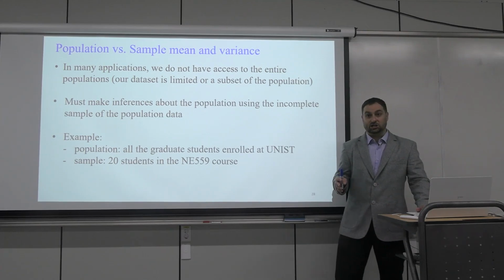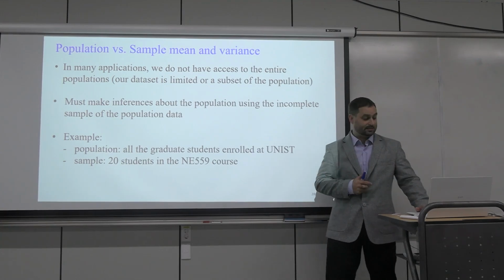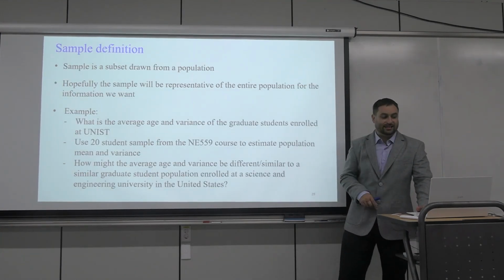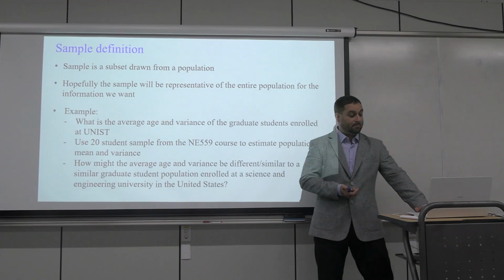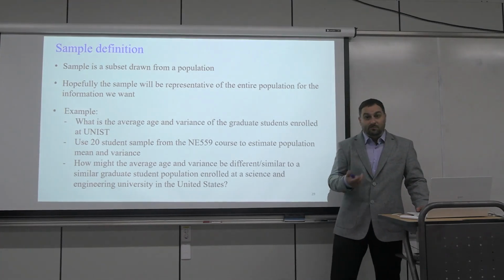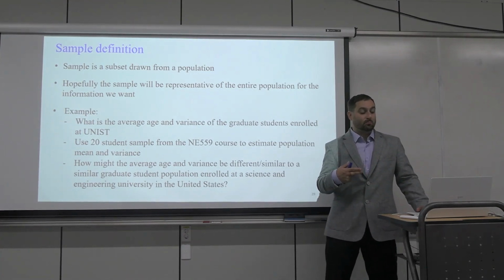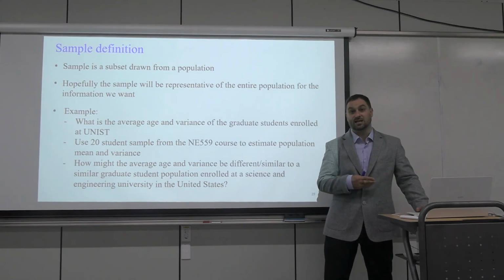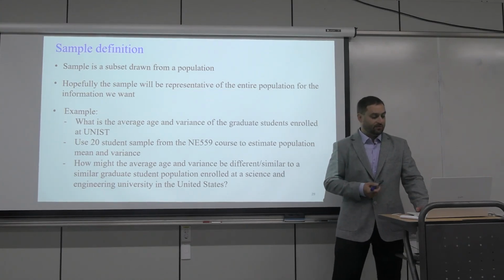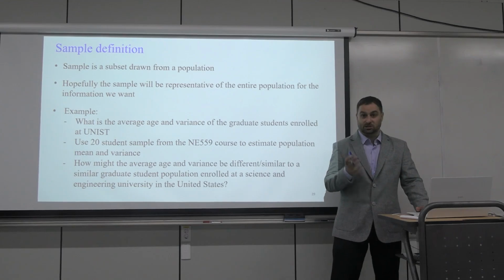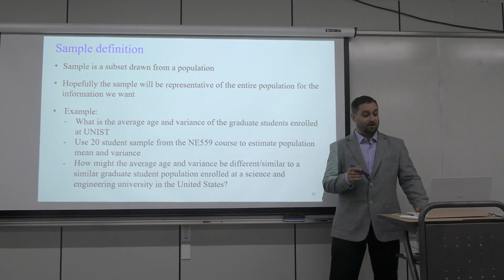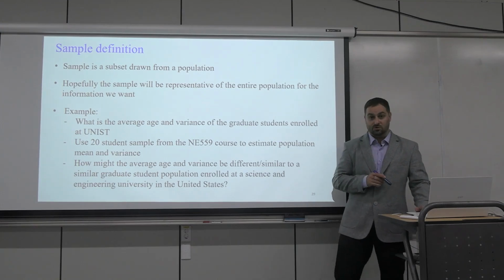The population is the complete data set. A sample is a subset. A sample is a subset drawn from a population, and hopefully the sample will be representative of the entire population for the information we want. For example, let's go back to this graduate student example. What is the average age and variance of the graduate students enrolled at UNIST?